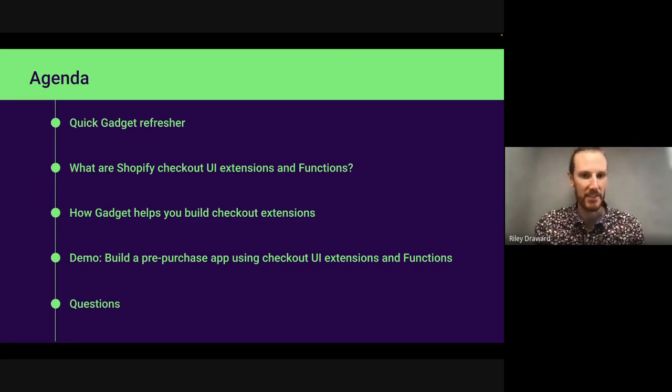And then the meat of this is I'm going to go through a demo, build a pre-purchase app using checkout UI extensions and functions. It will include an embedded admin, but we'll get to that. And then finally, some time for questions at the end. If you do have questions during the session, feel free to enter them during the chat, and I will get to them at the end of the session. So here we go.